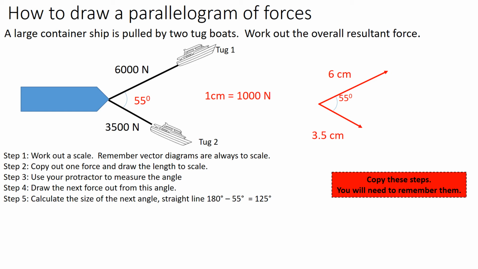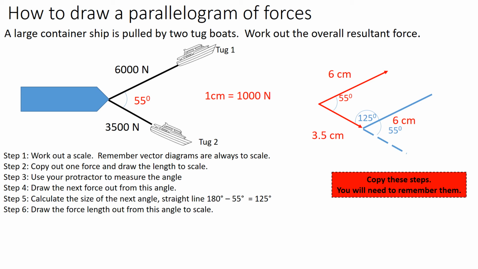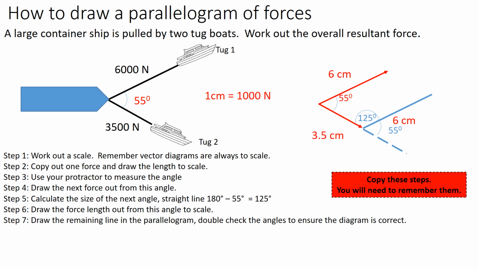Calculate the angle of the next side line. So 180 minus 55 equals 125. Draw the next force line from this angle to scale. So again, it's 6 centimetres because my first line to tug 1 is 6 centimetres. Draw the remaining line in the parallelogram. Just double check your angles to check it's correct.